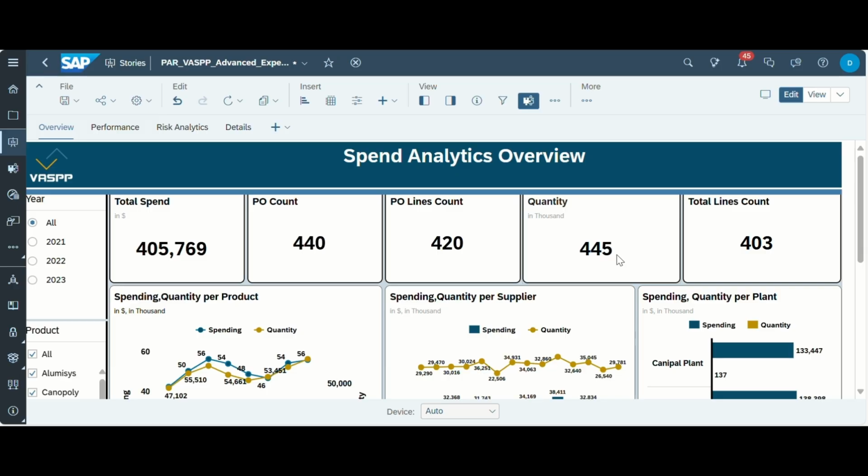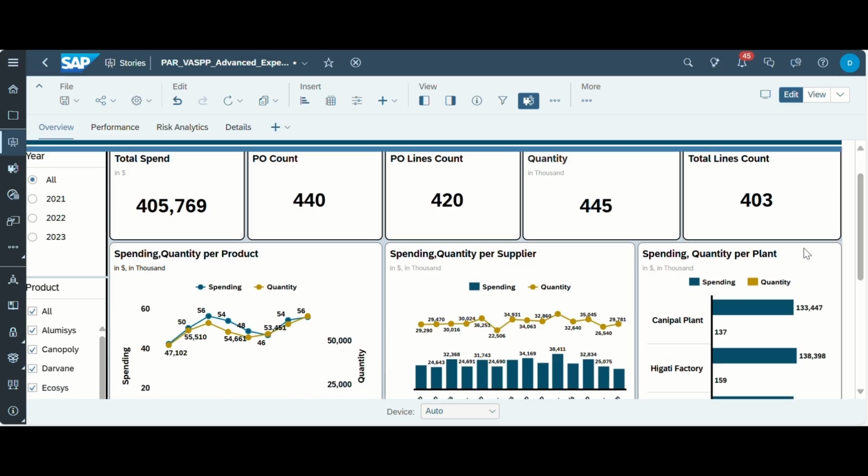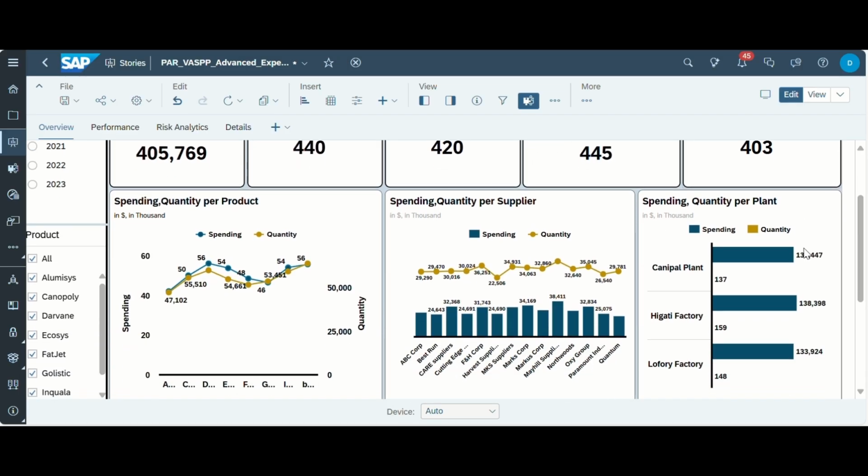Moving on to quantity, we see a total of 445,000 units procured. This helps you understand the physical scale of what's being purchased, whether it's raw materials, equipment, or consumables. And finally, total lines count sits at 403, indicating the number of distinct spend lines processed. This shows the diversity in your procurement, highlighting how many different types of purchases are being made across the organization. Together, these KPIs provide a clear and actionable overview of procurement activity, helping business leaders quickly assess purchasing patterns, operational intensity, and financial impact.